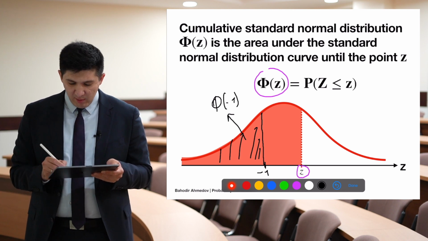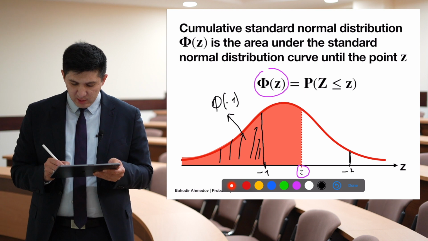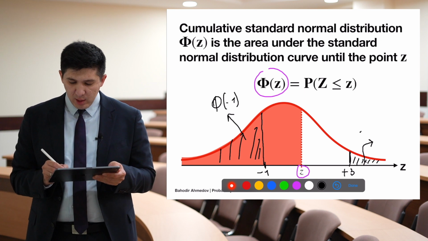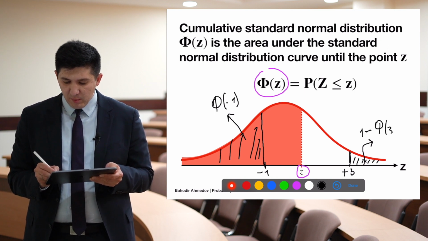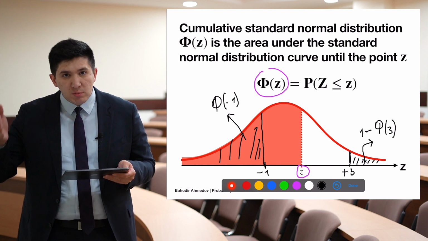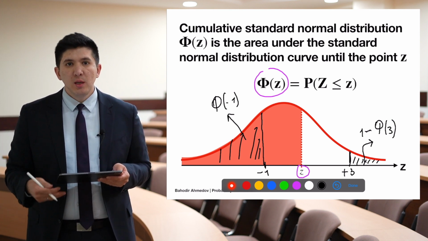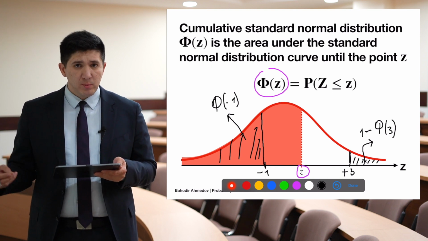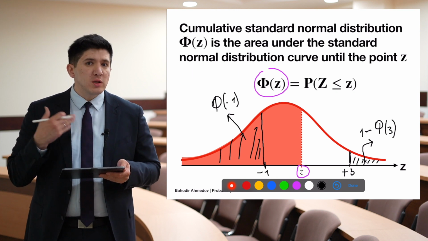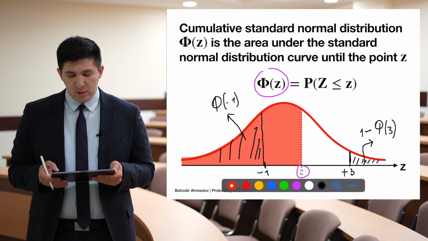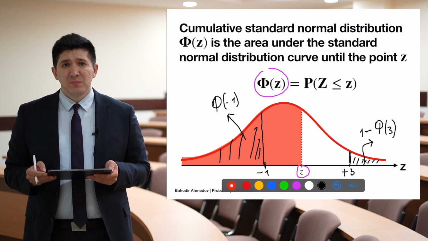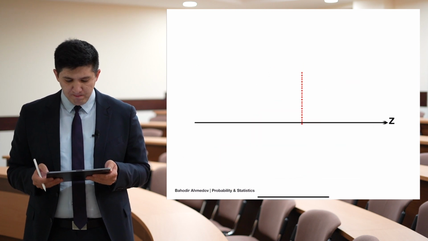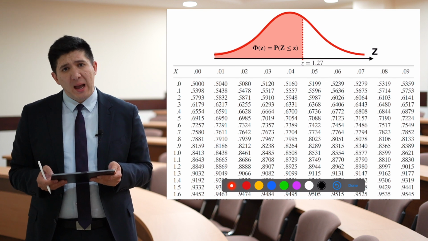If you would like to find the area after, for example, plus 3, that area is going to be 1 minus phi of 3, because phi of 3 is the area up to 3, and the area after 3 is equal to 1 minus the area up to 3. So this function is very important, and lots of values of this function are given in a table. If you open any book on probability or statistics, you can find this table at the end of the book. So we are going to discuss how to use this table.